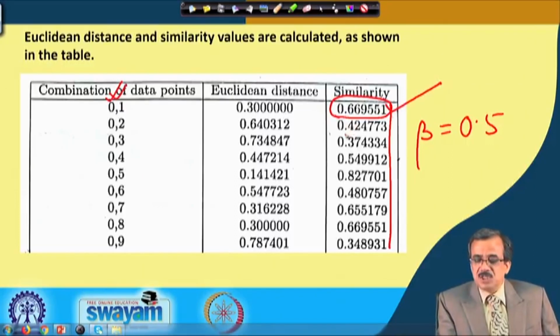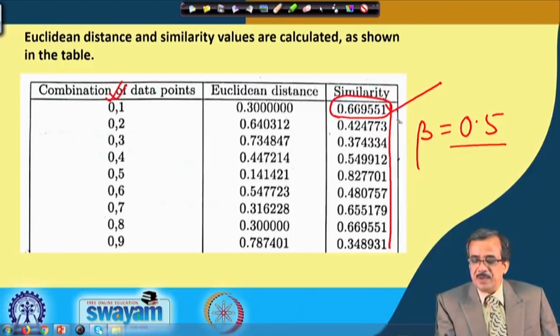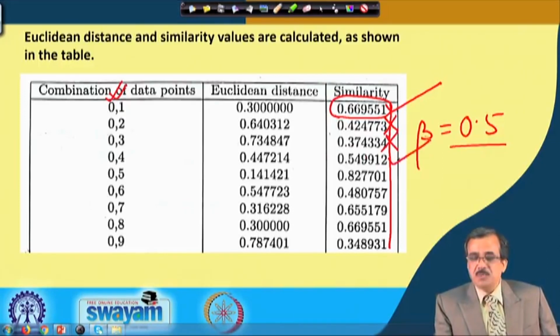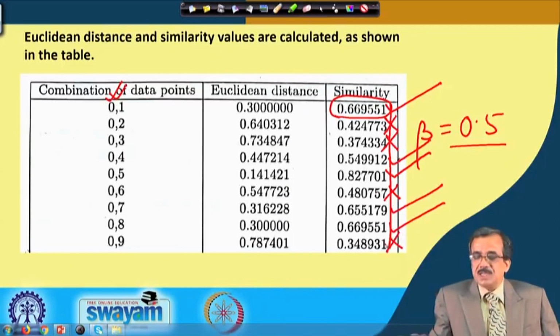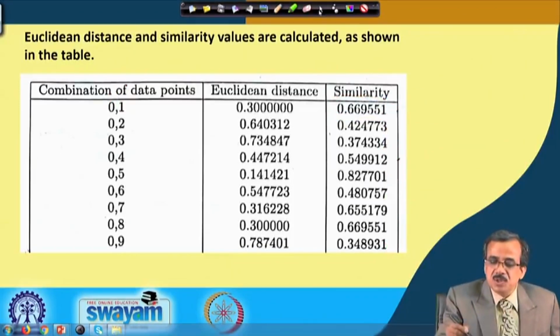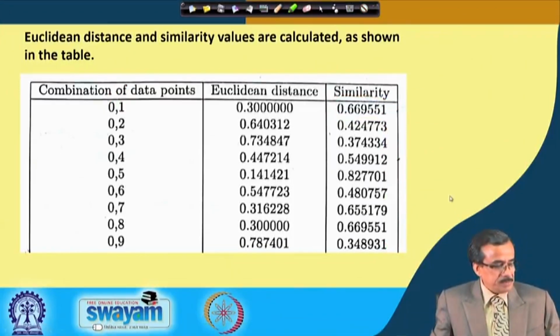The second one is 0.424773, that is less than 0.5. So, this should not be considered. The third point should not be considered. The fourth one should be considered in the first cluster. The fifth one should be considered, but the sixth one should not be considered. The seventh one should be considered, the eighth one should be considered, but the ninth one should not be considered in the first cluster. And the same thing actually I have just put here.